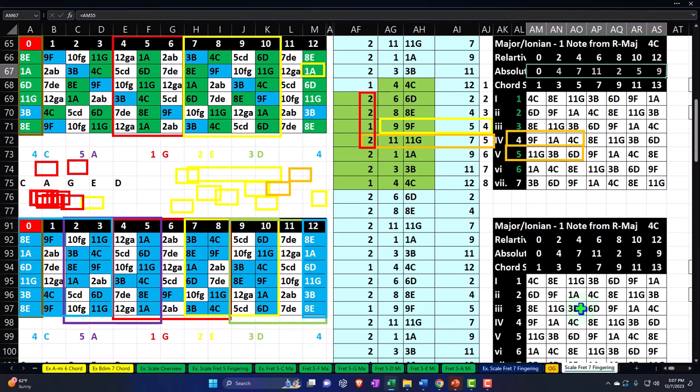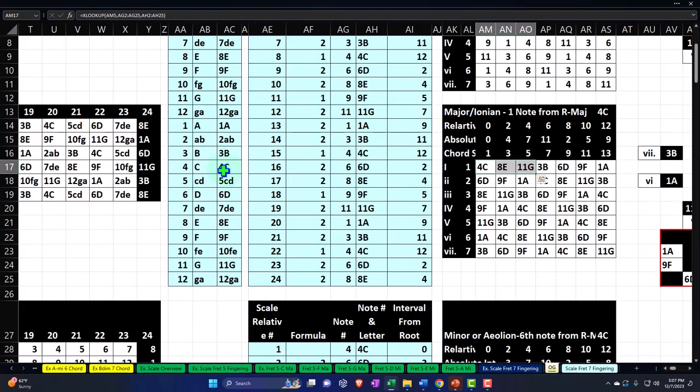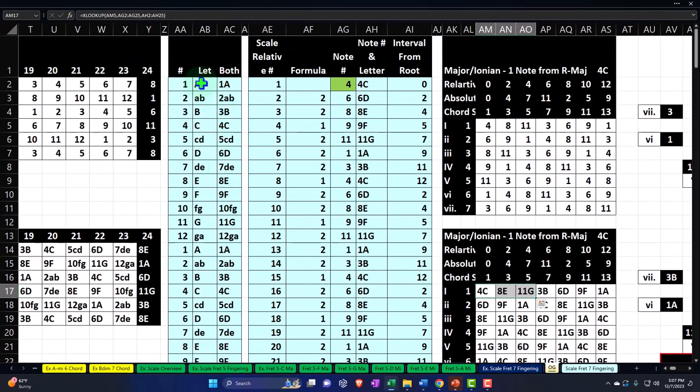So let's do a quick recap of our musical alphabet. If I go to the OG tab, the musical alphabet, there's only 12 notes. If you think about them in letter format, you've got the A. If you're going up, you usually go with the sharps: A sharp, B, C, C sharp, D, D sharp, E, F, F sharp, G, G sharp, and then back to A.